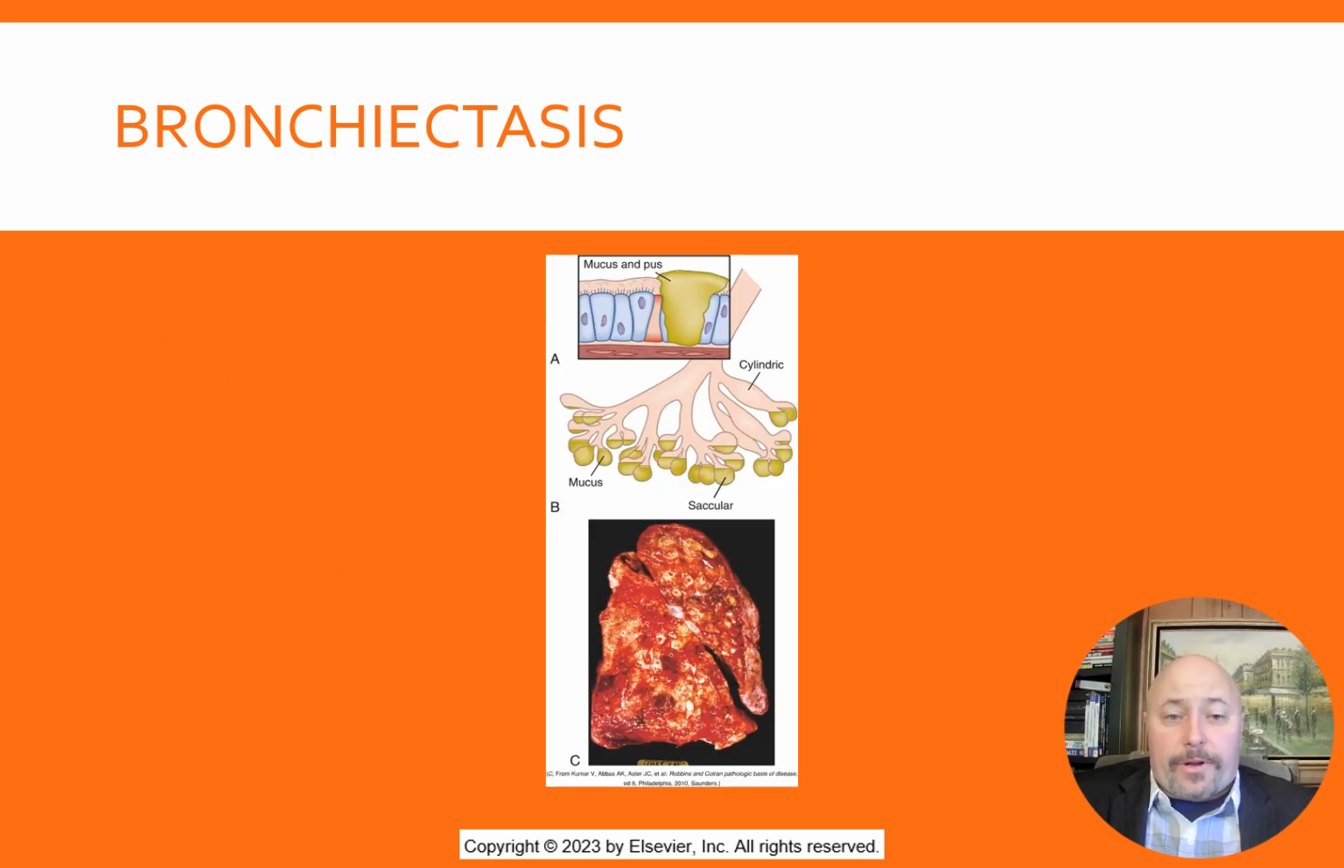Here from figure 31.1 from our textbook, we have a longitudinal section of the bronchial wall where the chronic infection has caused damage in that top picture. B is a collection of the purulent material within those dilated bronchioles. And C, we have that bronchiectasis in a patient with cystic fibrosis who underwent a lung transplantation.